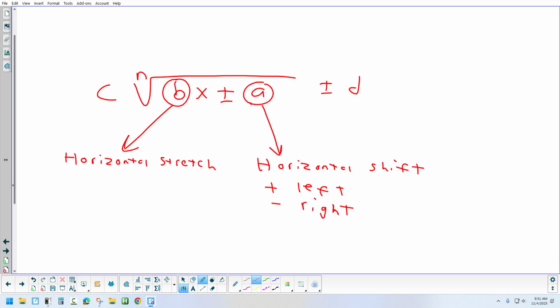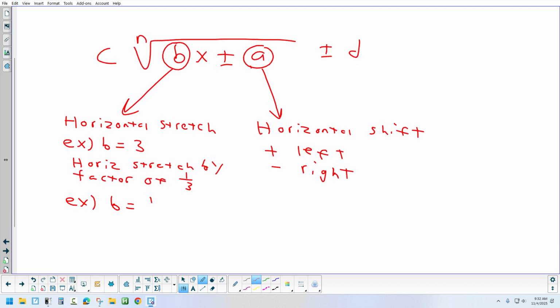Let me give you a couple examples because B is also backwards. Let's do an example where B equals 3. If B equals 3, you might think, oh, it stretches it 3 times as big. Nope, it actually makes it 3 times as small. So we would say this is a horizontal stretch by factor of 1/3. It actually compresses it 3 times as much.